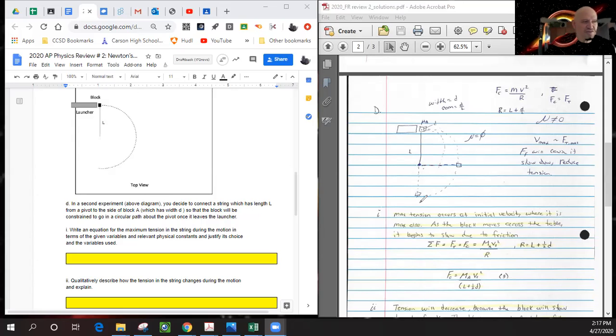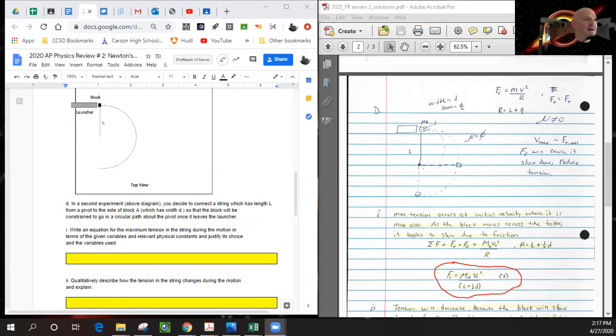So now to answer this question, let me write this question right here. It says explain some things, write an equation. Maximum tension occurs at initial velocity, where it is maximum also. As the block moves across the table, it begins to slow down due to friction. Some of the forces is going to be tension, and tension supplies the centripetal force. So it's mv squared over r. Earlier, I had a 2 here, which shouldn't have been there. And radius is L plus 1/2 of d. So putting the substitutions in, this will be the equation that you need to show to get the points.